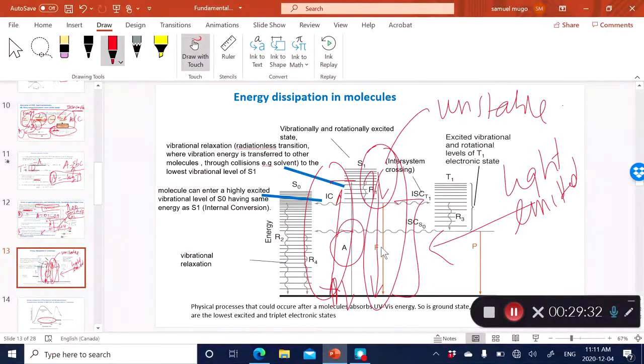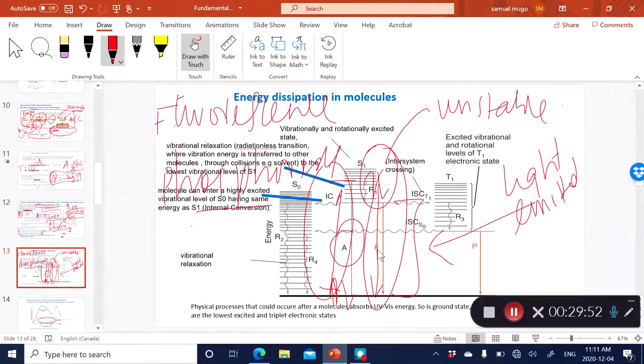So there are two types of emission spectroscopies out there. There's what I'm calling F, which is fluorescence spectroscopy, and there's what I'm calling P, which is phosphorescence spectroscopy. So those are two different types of emission spectroscopies.